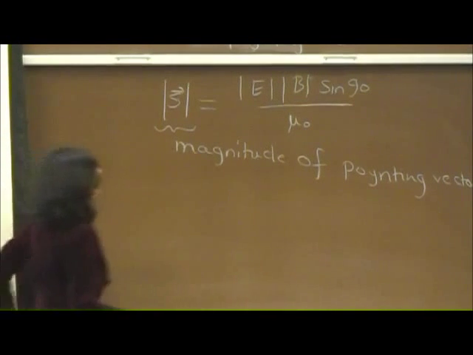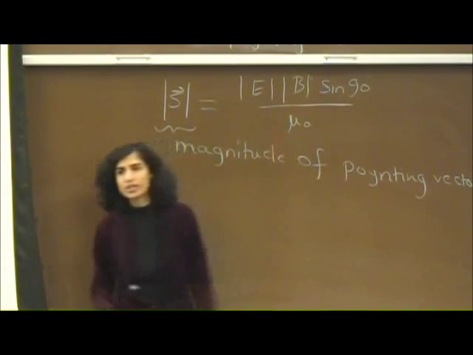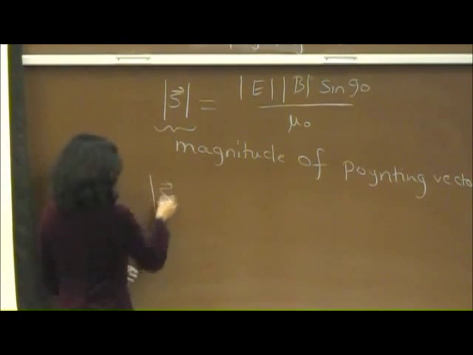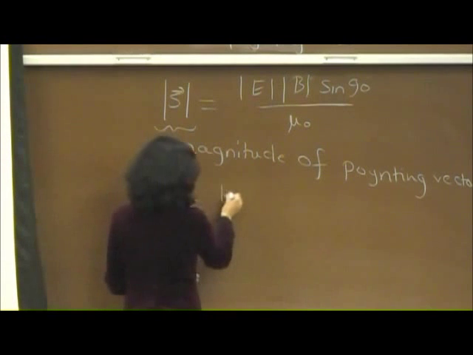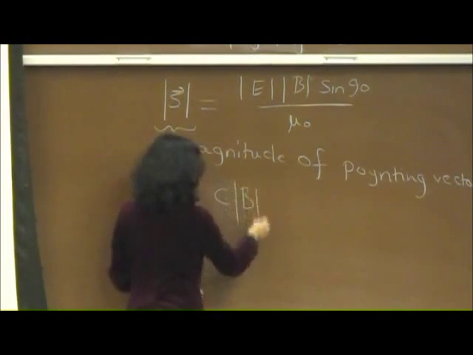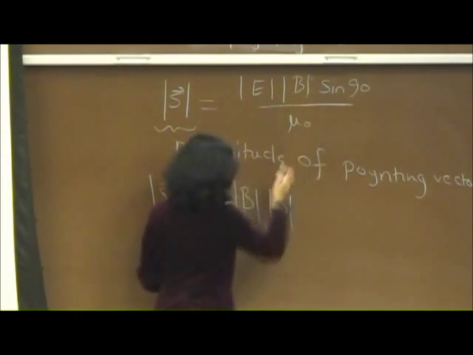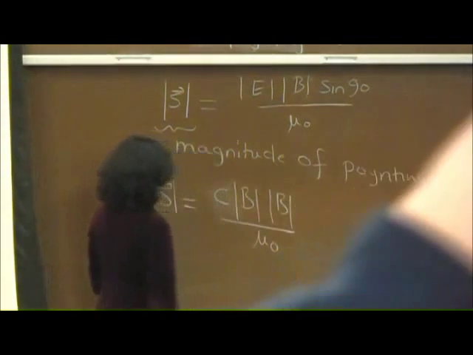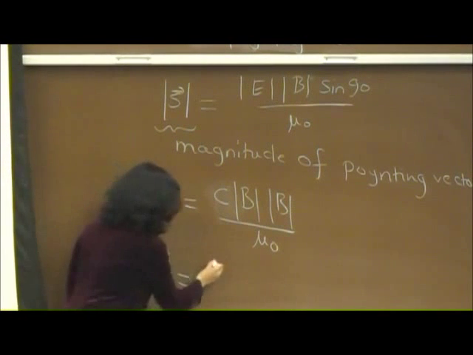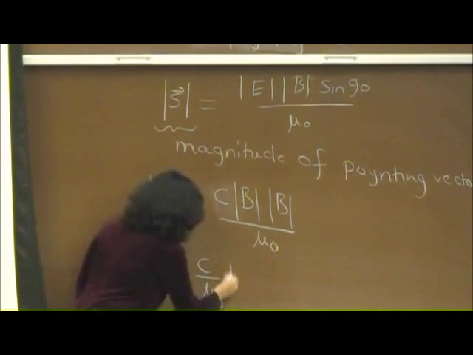By the way, can I write B in terms of E also? Or E in terms of B also? Yeah, we can make use of this relation: E is equal to C times B. Let's just do it, just for the fun of it. So what you can see is that the magnitude of the Poynting vector will be E. Instead of E, I'm going to write C times B, sine 90 is 1, divided by mu 0. So that means the magnitude of the Poynting vector is C over mu 0 times B squared.